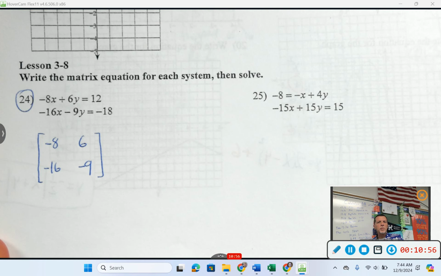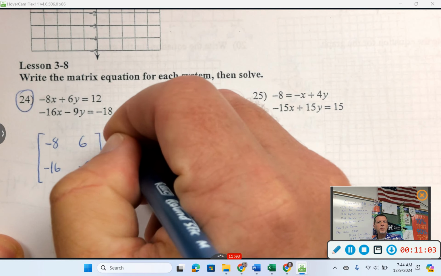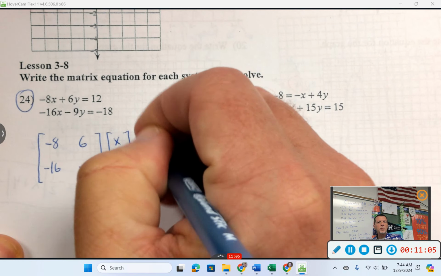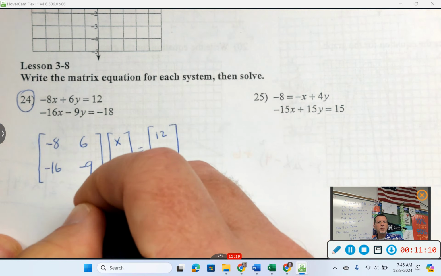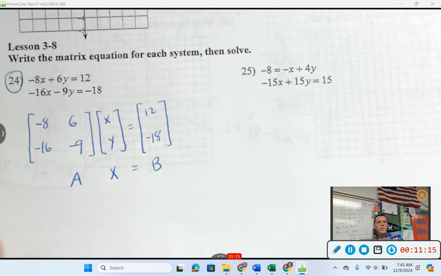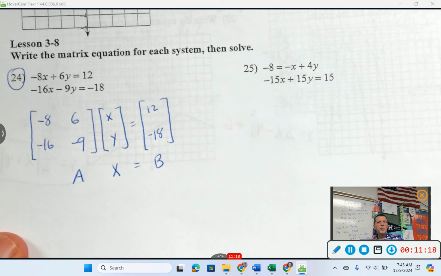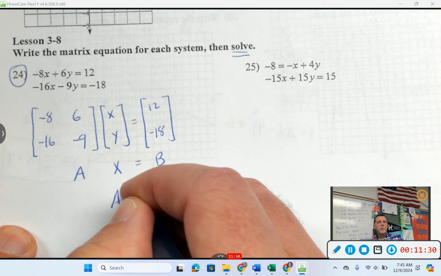For the coefficient matrix, that's not all. X and Y, and then 12 and negative 18. So we've got a matrix equation here: AX equals B. Well, it does say solve. We put it in the calculator, where we would do A inverse times B.